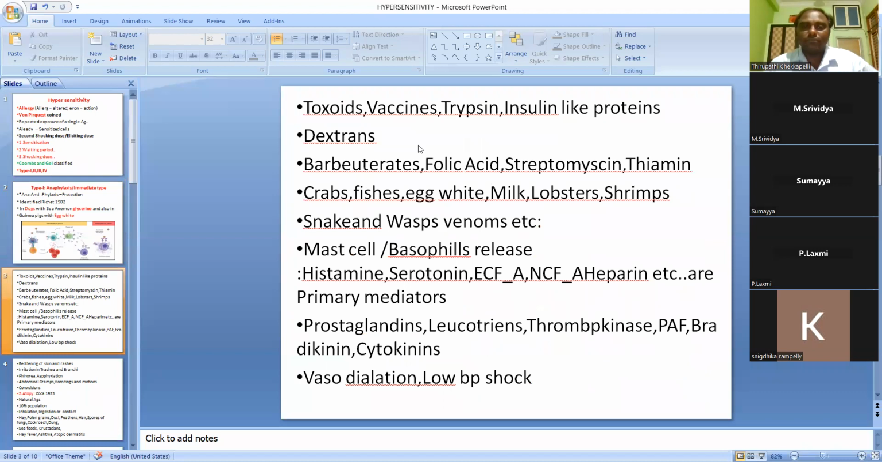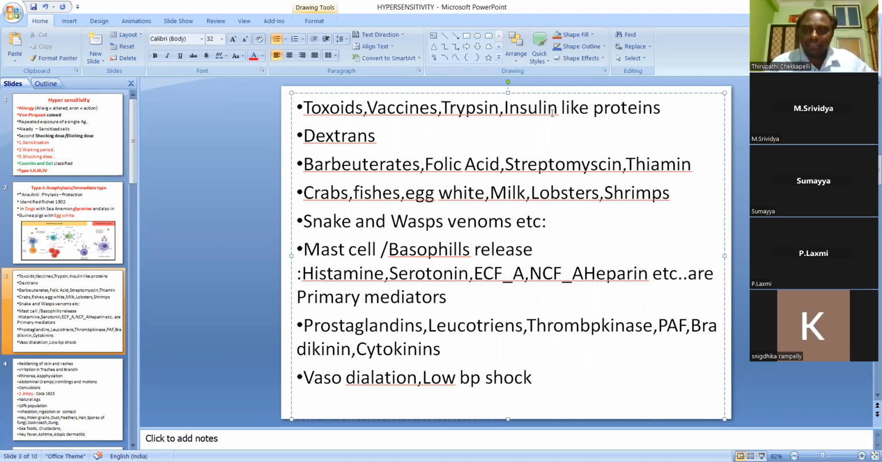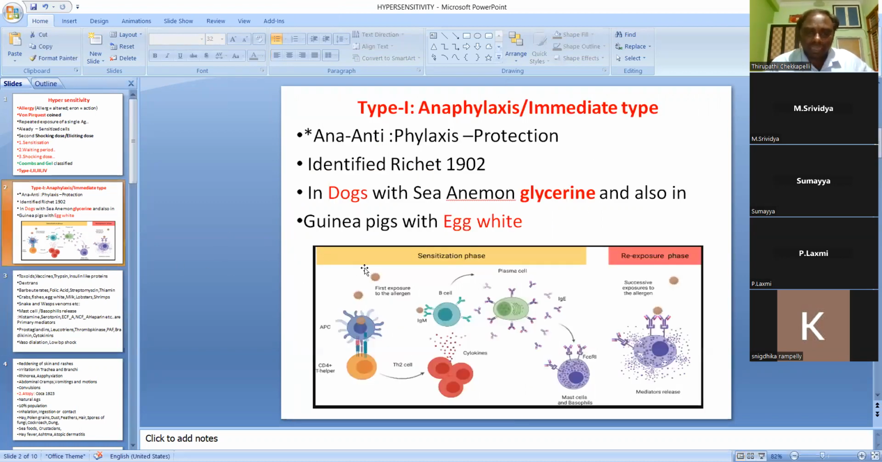Toxoids, vaccines, trypsin, insulin-like proteins, dextrans, barbiturates, folic acid, streptomycin, thiamine. Foods like crabs, fishes, egg white, milk, lobster, shrimps, snake and wasp venoms. All these are different kinds of antigens. They cause the immediate type of hypersensitivity.